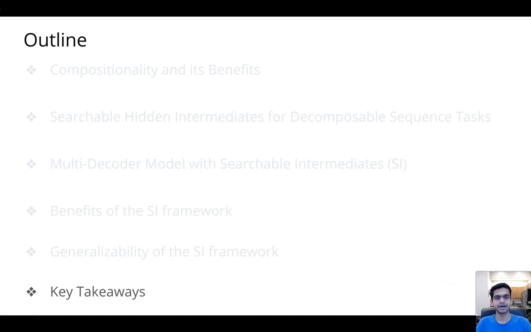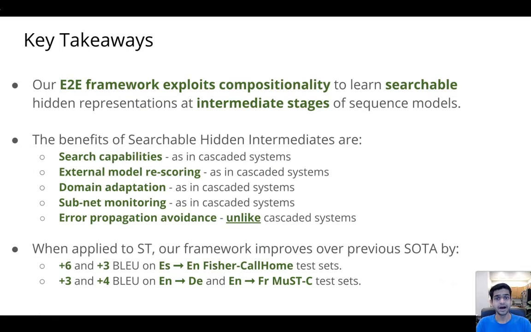Okay, now I would like to conclude with some key takeaways from this work. Our end-to-end framework exploits compositionality to learn searchable hidden representations at intermediate stages of the sequence model. There are various benefits of the searchable hidden intermediates framework. Our framework brings several strengths of cascaded systems into an end-to-end framework, including search capabilities, external model rescoring, domain adaptation, and subnet monitoring. Further, we can avoid error propagation unlike cascaded systems. When applied to speech translation, our framework improves over the previous state of the art by around 6 and 3 BLEU on the Fisher-CallHome test sets and 3 and 4 BLEU points on the Metze test sets.